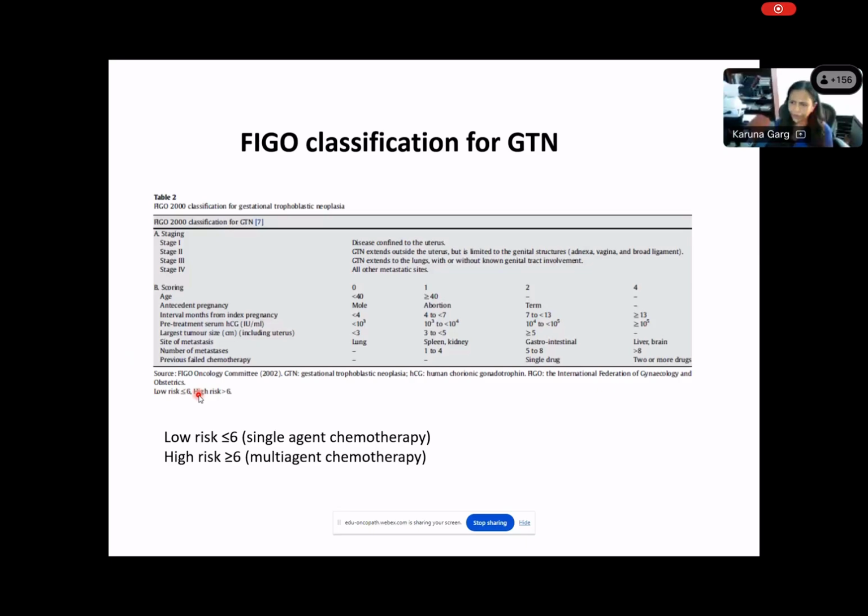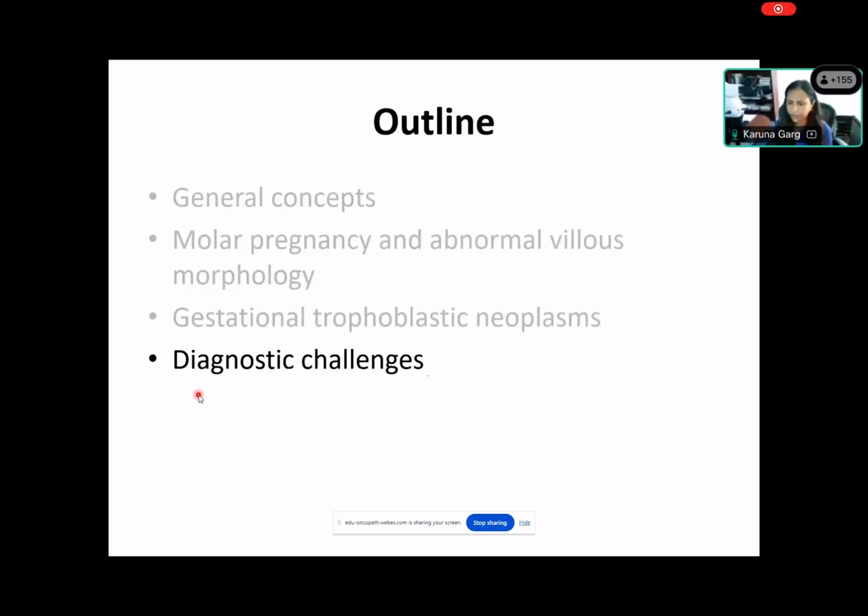I'm not going to talk about FIGO classification for GTN. It's out there, but there's a way of mapping risk for each of these that the clinicians use when they're trying to decide how to treat these patients, just so you're aware that this is out there.